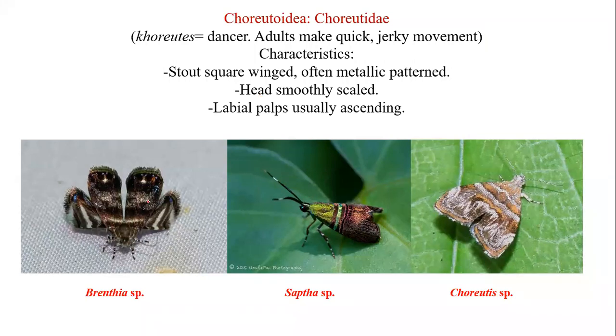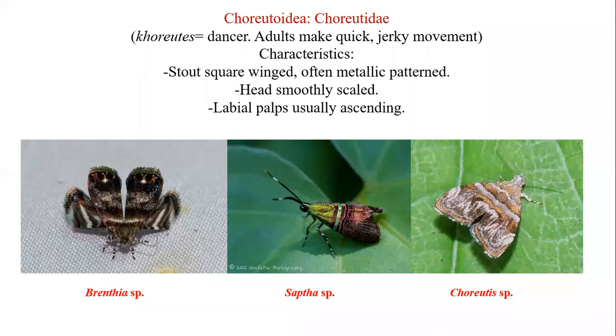And I think that considering these three genera, we can identify this family better than following their characteristics, because these three genera are usually very common in India and adjacent countries, and they are genus Brachia, Saptha, and Choreutis.